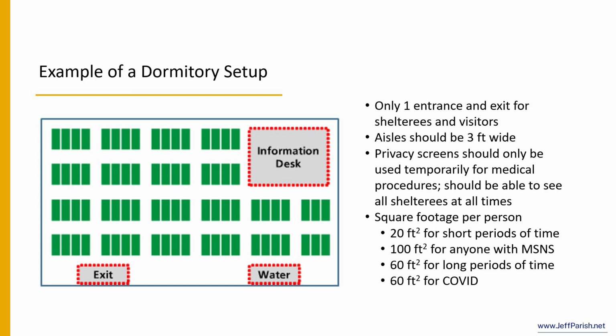It's also important that people get enough square footage. For short periods of time, such as pre-hurricane, we would allocate 20 square feet per person. Anyone with a medical special need at all times should receive 100 square feet per person to accommodate their medical equipment. And if we're in a shelter for a long period of time, like post-storm hurricane, or if we have an infectious disease such as COVID-19, we would want to allow 60 square feet per person.